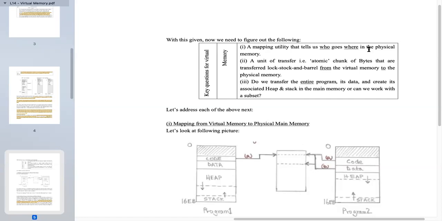Because if you have introduced the concept of virtual memory, then obviously there has to be a time taken to load the value from the virtual memory into the physical memory. So that means how much data you can collect in one trip, right? That's what we're talking about, what is that unit of transfer of bytes from VM to the physical memory. And the third question is, do we transfer the entire program to the RAM? Or is it possible that we can transfer only a portion of this program onto the RAM to make space for other programs as well? Okay, so these are the key questions that naturally come up when we talk about virtual memory, right?